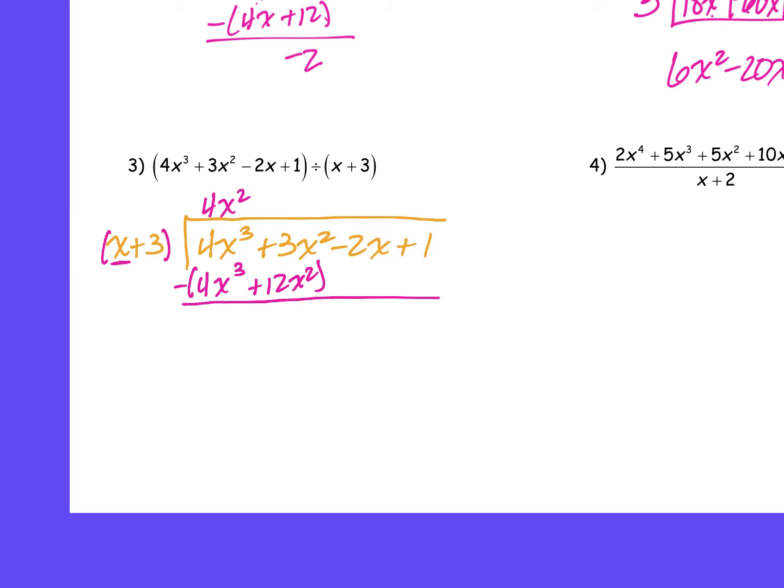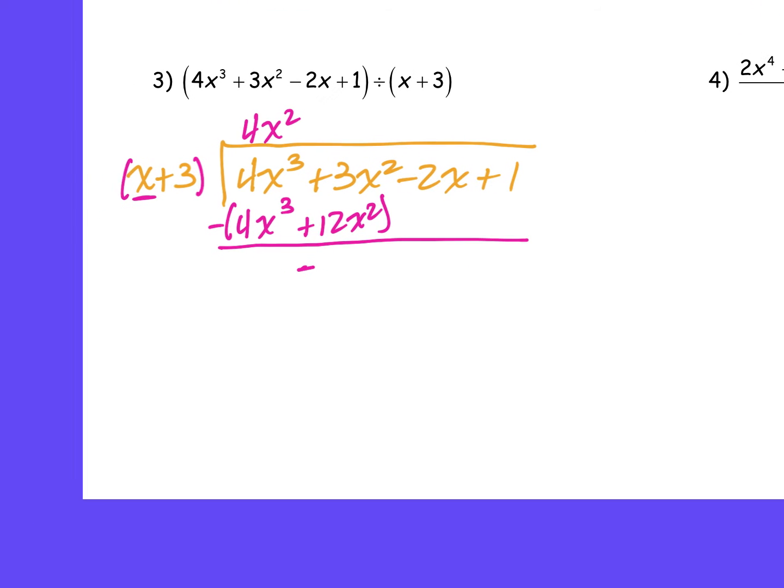And then I subtract. I'm going to start writing a lot smaller. So this is negative, but I'll blow it up so you guys can see it. Negative 9x squared minus 2x plus 1. 12 minus 3 is 9. What do I multiply x by to get negative 9x squared? Just negative 9x. Beautiful.